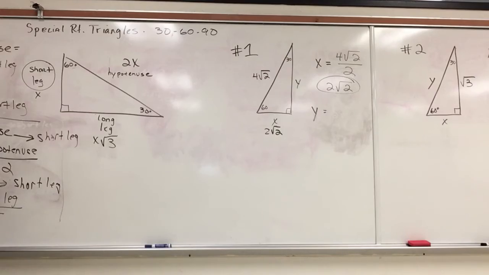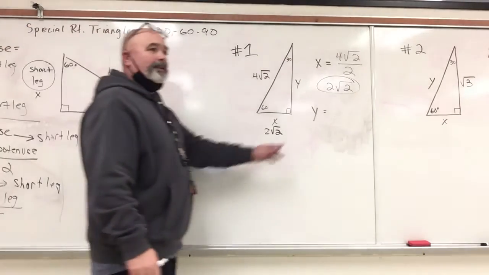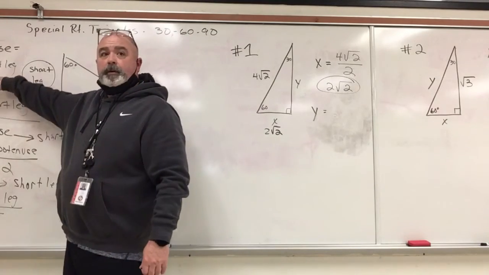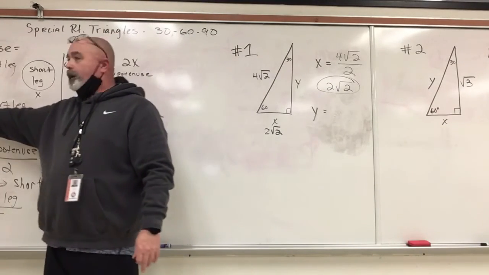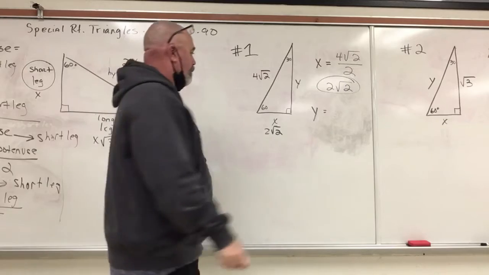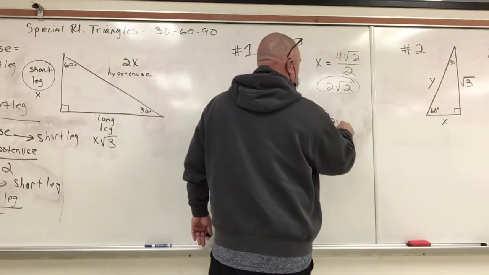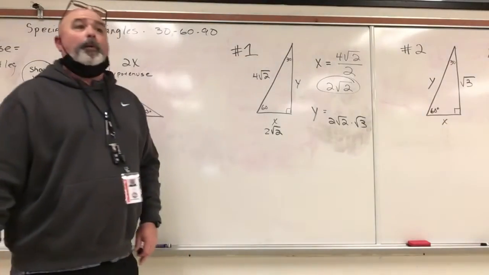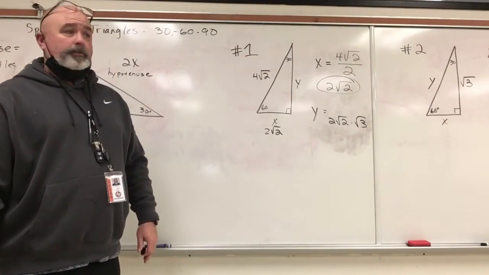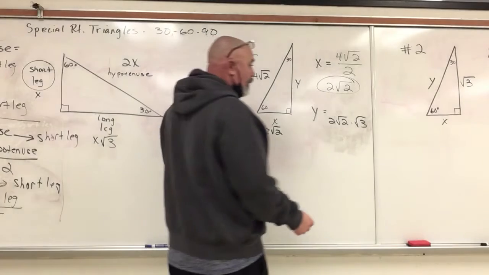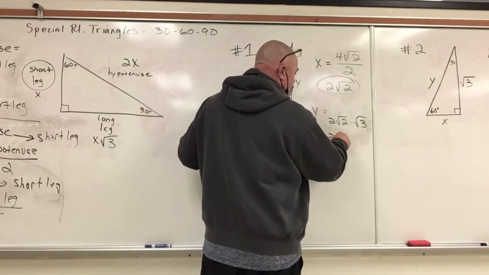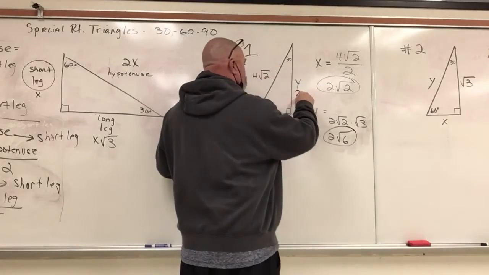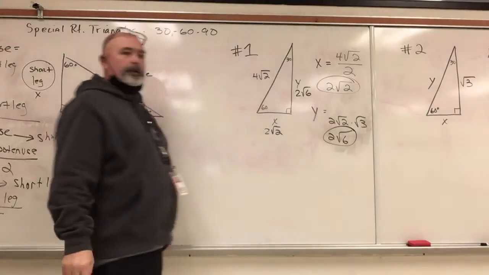Okay? All right, what's y? Y is the long leg. What do I do to find the long leg? Multiply the short leg by what? Square root of 3. So I'm going to multiply 2 square root of 2 times the square root of 3. Multiply what's inside a radical, and leave everything else outside the radical. So I got 2 square root of 6. And that's my answer. And I'm done.